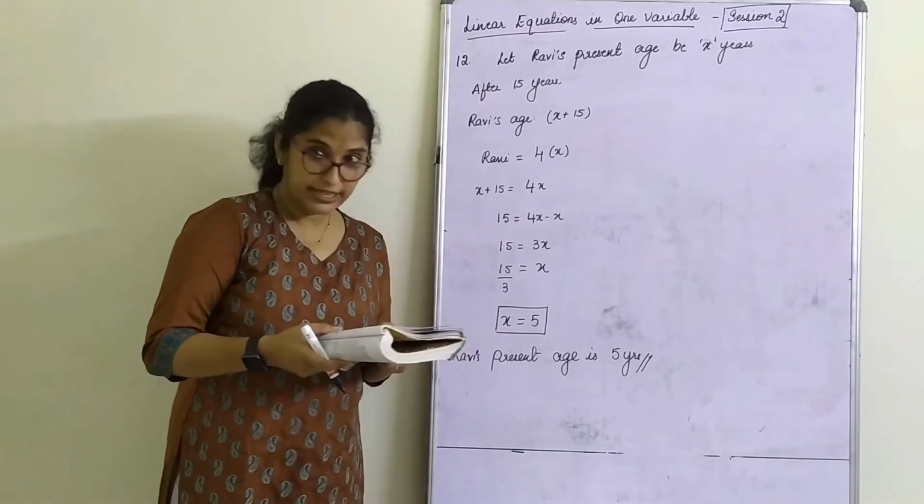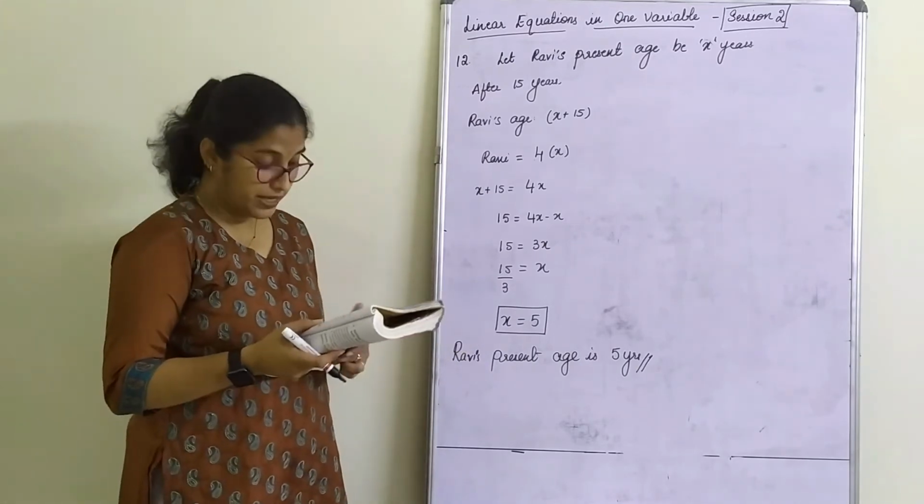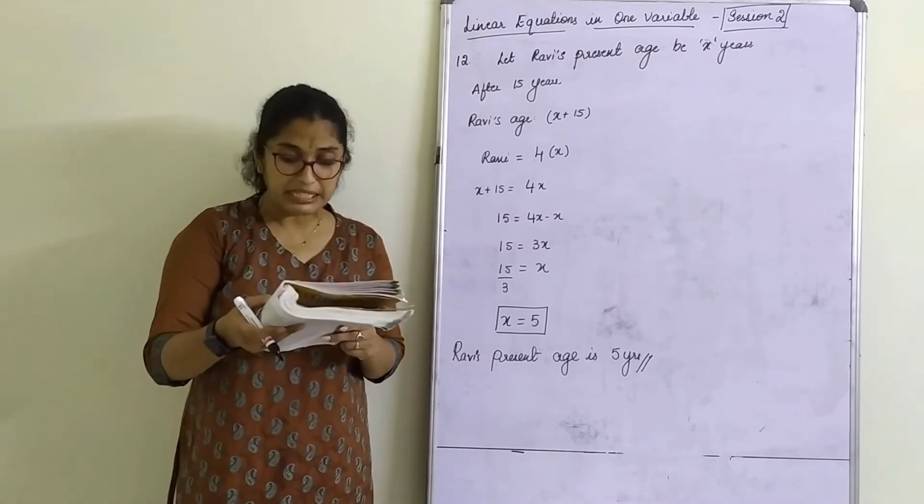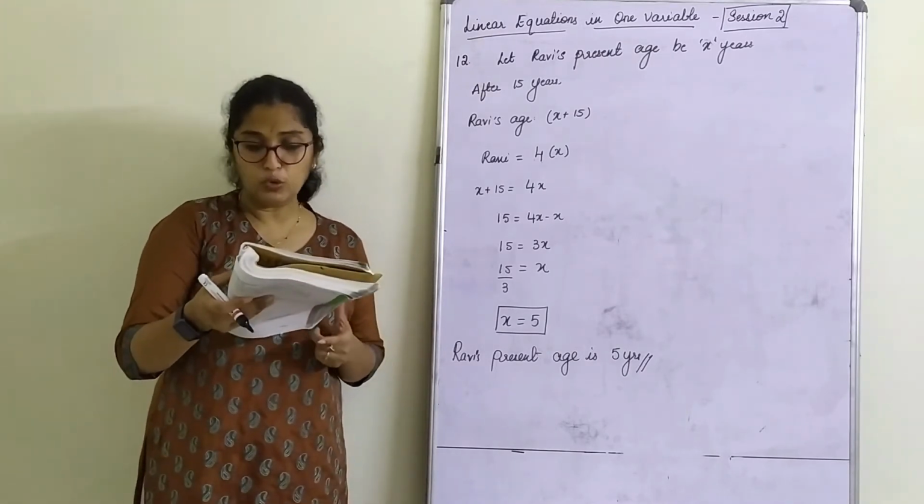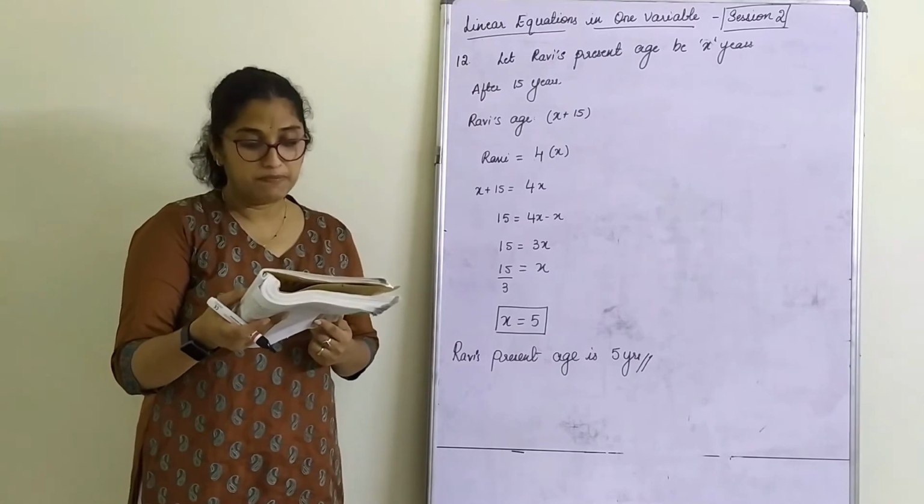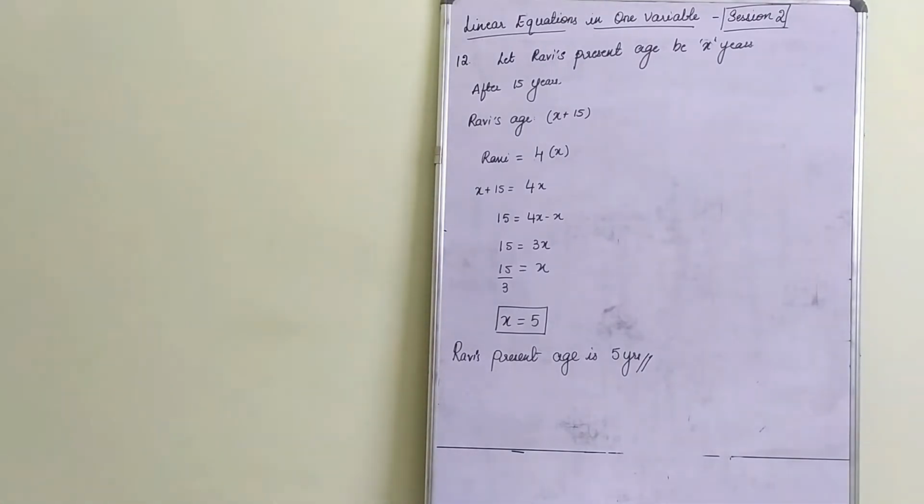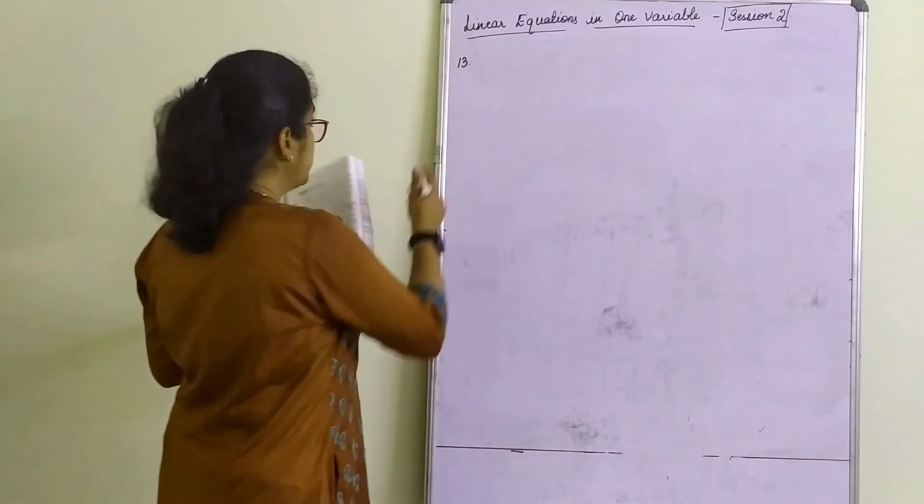So we go with the next one. Please copy down this. A rational number is such that when you multiply by 5 by 2 and add 2 by 3 to its product, you get minus 7 by 12. What is the number? We'll go to 13th one.